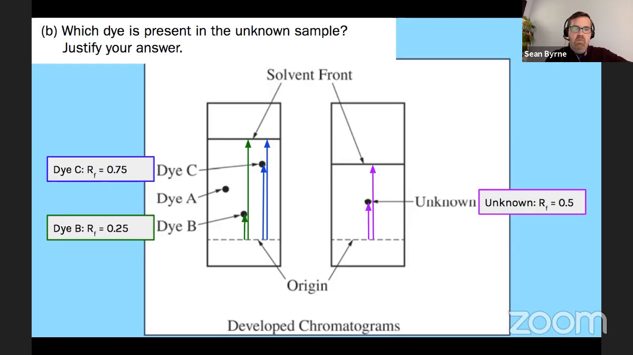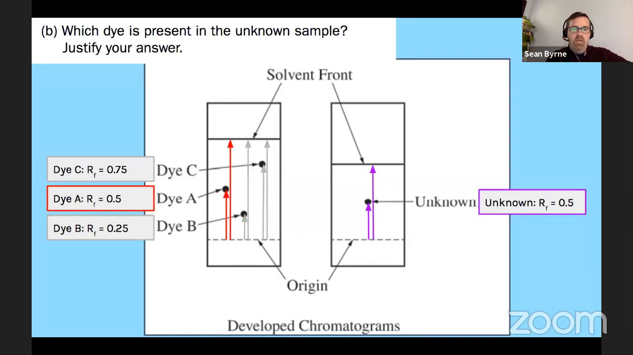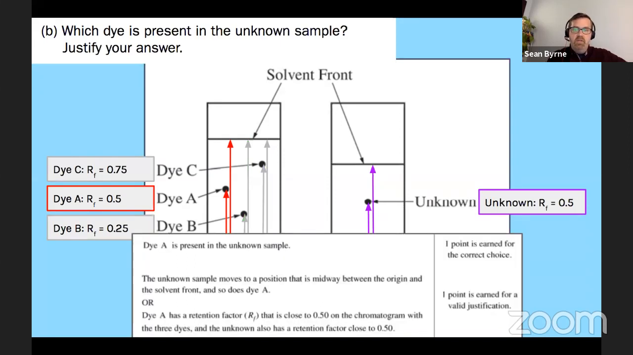And I hope you can see where this is going. For dye A, the ratio of the distance that dye A traveled as compared to the distance that the solvent front traveled is very clearly similar to what our unknown did. And so a really good explanation for this would include two pieces of information. First, that dye A is present, so we've correctly identified the unknown. And then here are the two different ways that the scoring guidelines justify the answer.